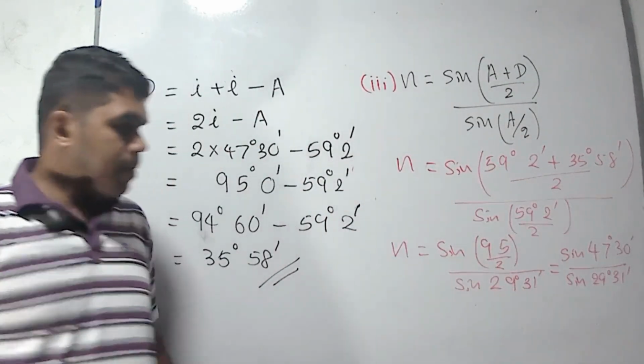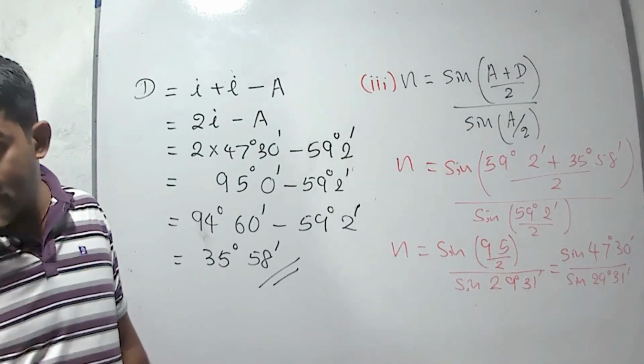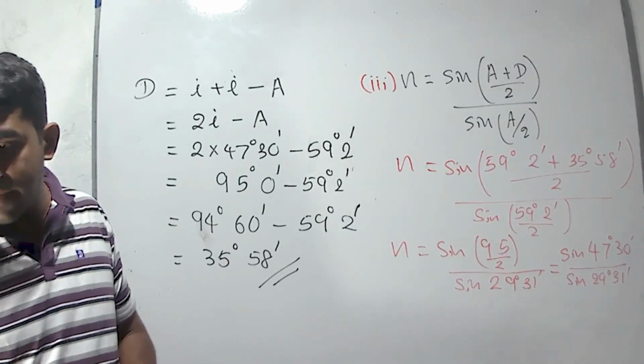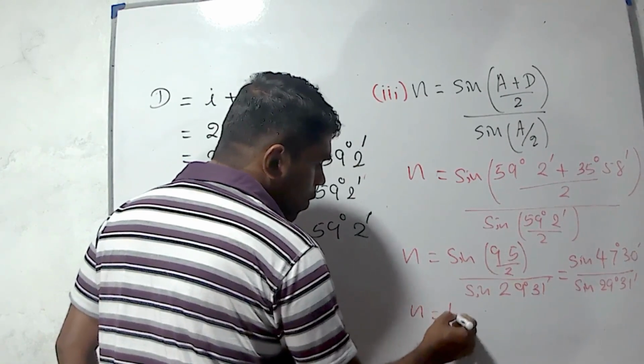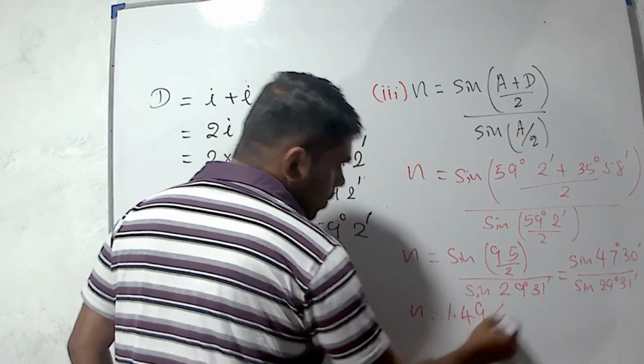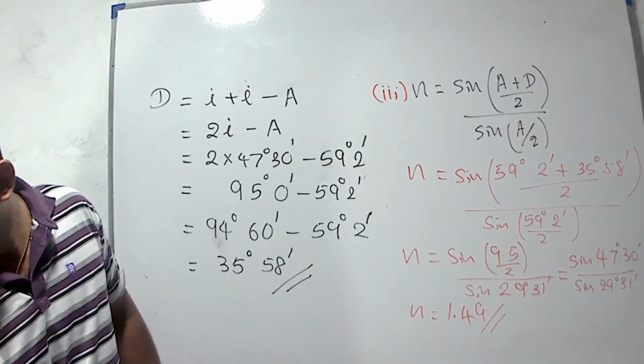Now you can find the sine values, and after dividing using the sine values we can obtain approximately 1.49. The refractive index of the glass is 1.49.